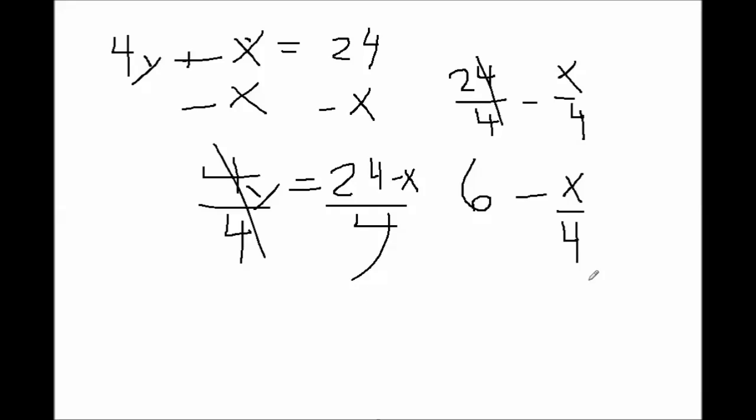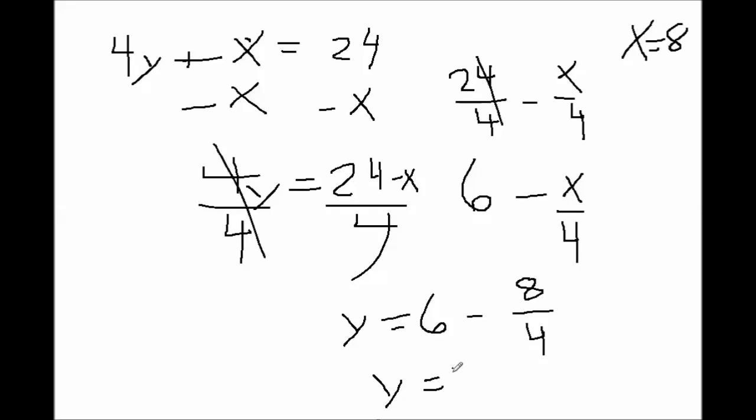The problem goes a bit further, and it says once you solve it for y, you need to evaluate for x equals 8. So that's really, really easy. You just put the 8 where you see the x. So we have y equals 6 minus 8 over 4. Well, what's 8 over 4? That's 2. So y equals 6 minus 2. Y equals 4.